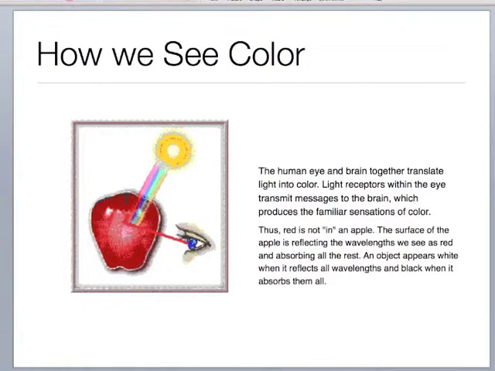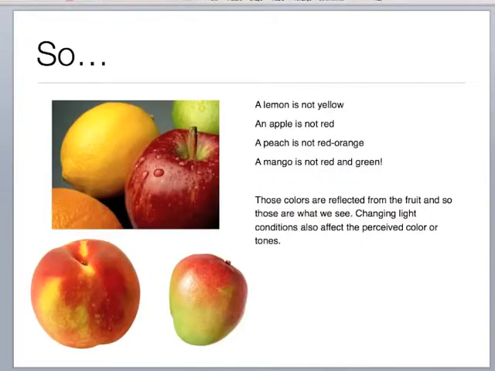Continuing with the fruit metaphor, a lemon is not really yellow, a mango is not necessarily red and green, it just appears that way because those are the light wavelengths that have been reflected back to us. So again, changing light conditions will also change the way something appears. If you've ever been in a room that's been painted a certain color, you'll notice that in certain lights, weather conditions, and certainly the time of day, the color can appear very, very different. So it's all about the way that the light enters the eyes.